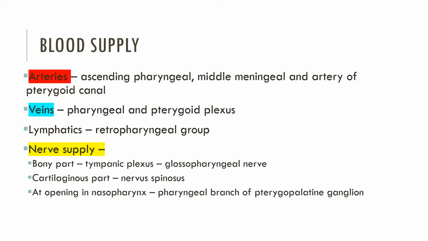Blood supply. It is supplied by the ascending pharyngeal, middle meningeal, and artery of pterygoid canal, and the veins drain into the pharyngeal and pterygoid plexus of veins, lymphatics into the retropharyngeal group of nodes. Nerve supply: the bony part is by the glossopharyngeal nerve through its tympanic plexus. The cartilaginous part is by the nervus spinosus, which is the meningeal branch of the mandibular nerve. At the opening, it is also supplied by the branches supplying the nasopharynx, that is through the pterygopalatine ganglion.